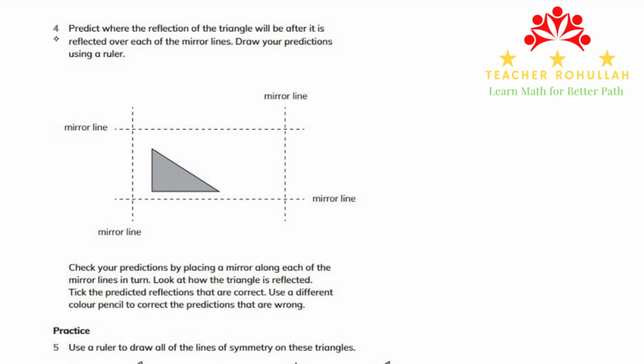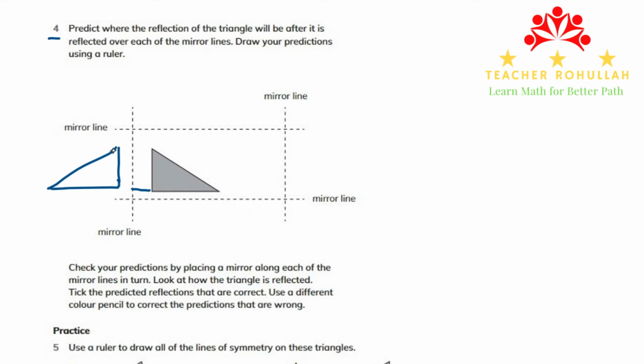In question number 4, it says, predict where the reflection of the triangle will be after it's reflected over each of the mirror lines. Draw your prediction using a ruler. Because over here we don't have access to a ruler, I will just predict and draw it with my pencil. So the first one, which can be reflected to the left, can be like this. Like this. We have to consider the distance from the mirror.